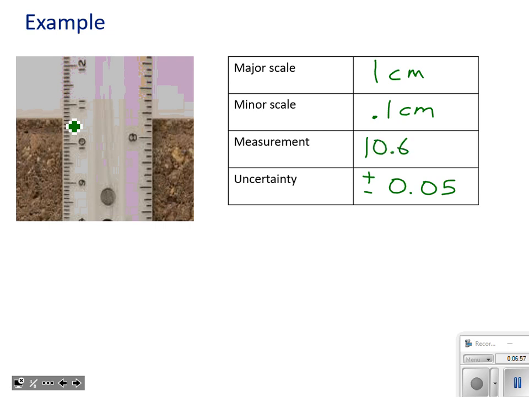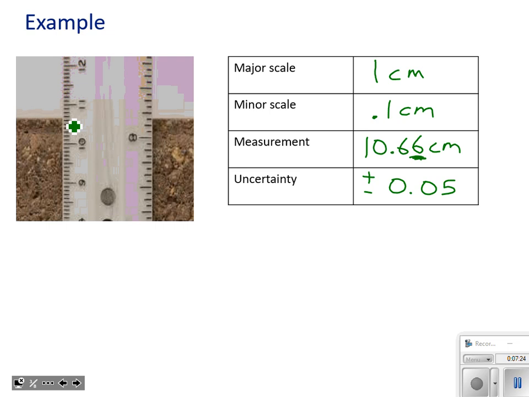And now I have to have my estimation. I'm going to estimate that as 10.66 centimeters. So that is my measurement, 10.66 centimeters. That last six here is my estimation.